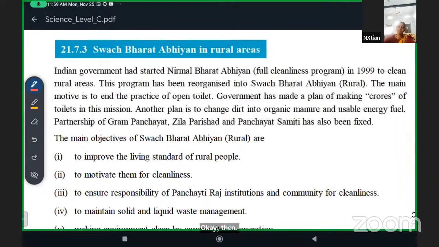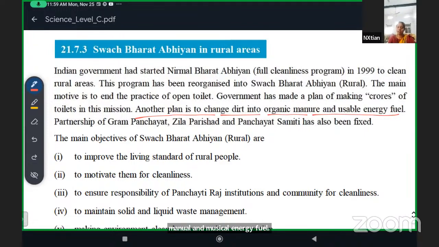Talking about how Swachh Bharat Abhiyan took place in rural areas, the Indian government had started the Nirmal Bharat Abhiyan, that is a full cleanliness program, in 1999 to clean rural areas. This program has been reorganized into Swachh Bharat Abhiyan Rural. The main motive is to end the practice of open defecation. The government has made a plan of making crores of toilets in this mission. Another plan is to change dirt into organic manure and usable energy fuel.